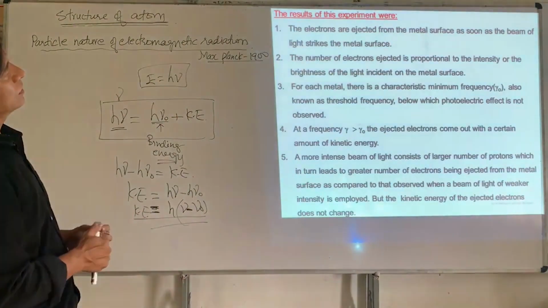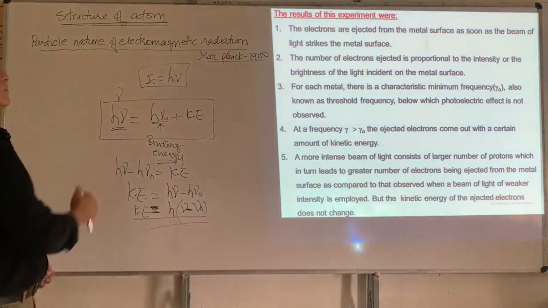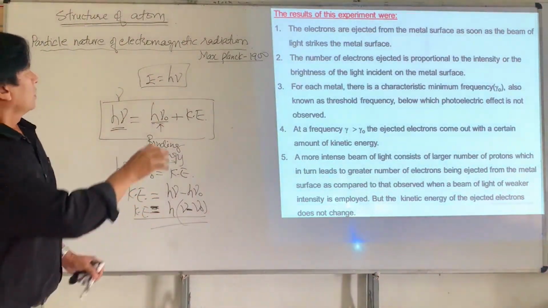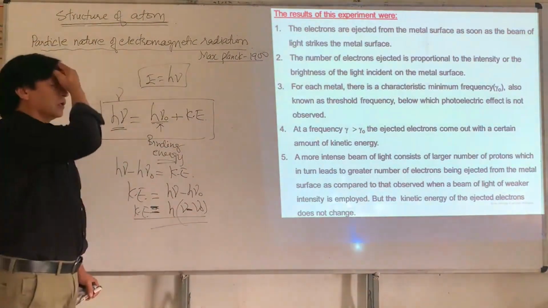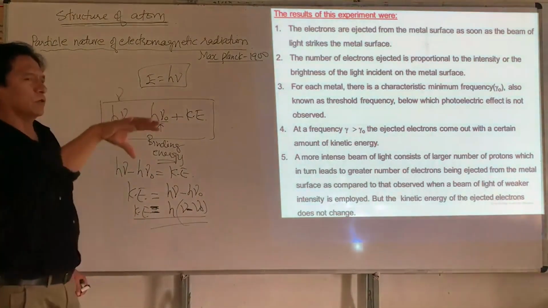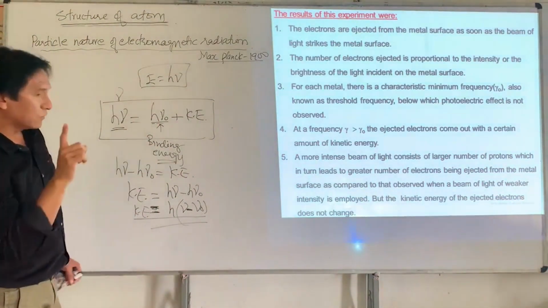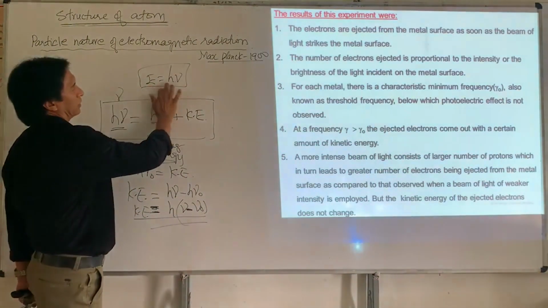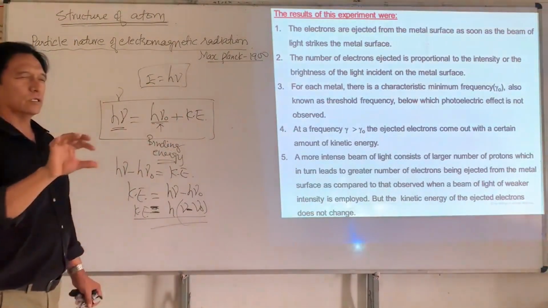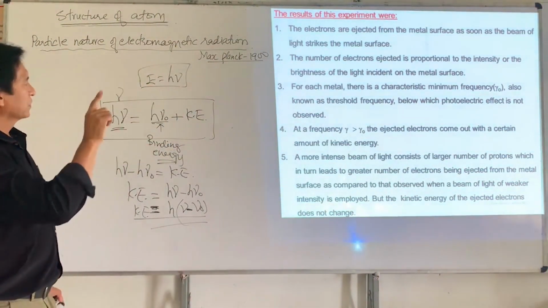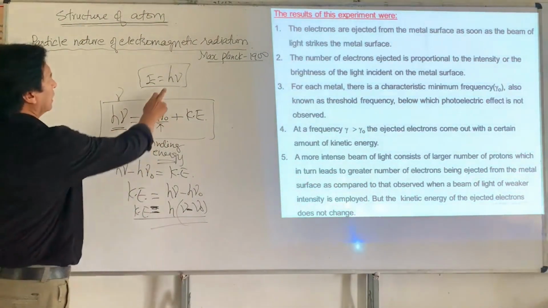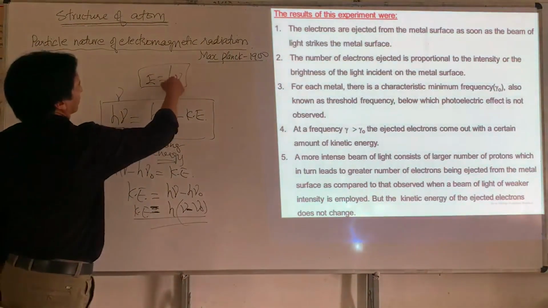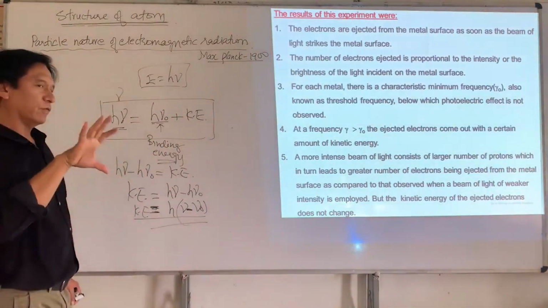As far as the photoelectric effect is concerned, when a beam of light strikes the metal surface, a beam of light consists of photons. Each photon will have an energy of E is equal to h nu. Nu here is the frequency of a photon of light which is traveling in the form of waves. And h nu becomes the total energy of a photon of light.